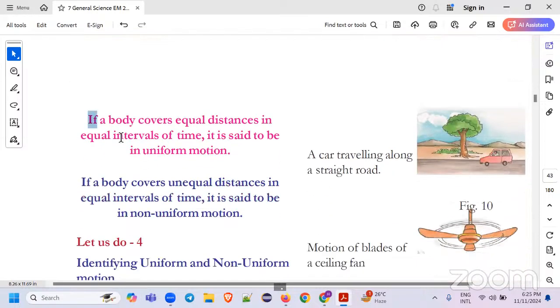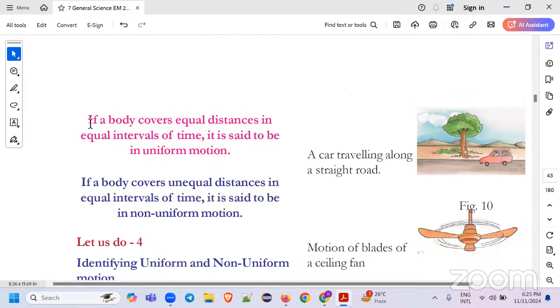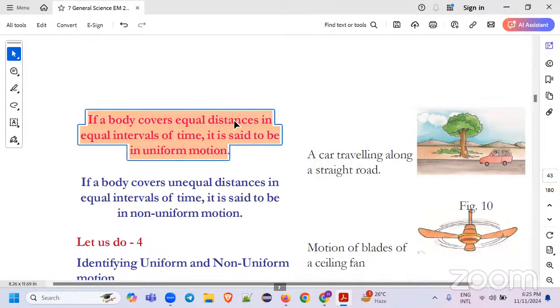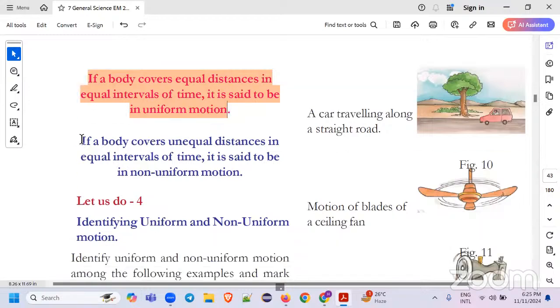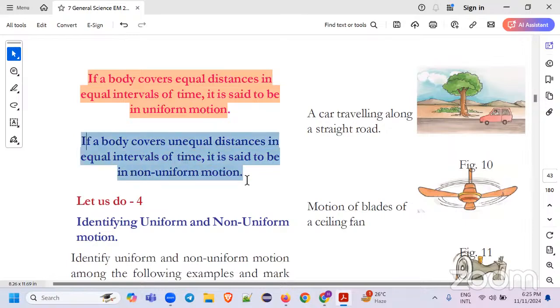If a body covers equal distances in equal intervals of time, then we say the body is in uniform motion. But if a body covers unequal distances, students, don't get confused, unequal, it is not equal, then we say the object is in non-uniform motion.